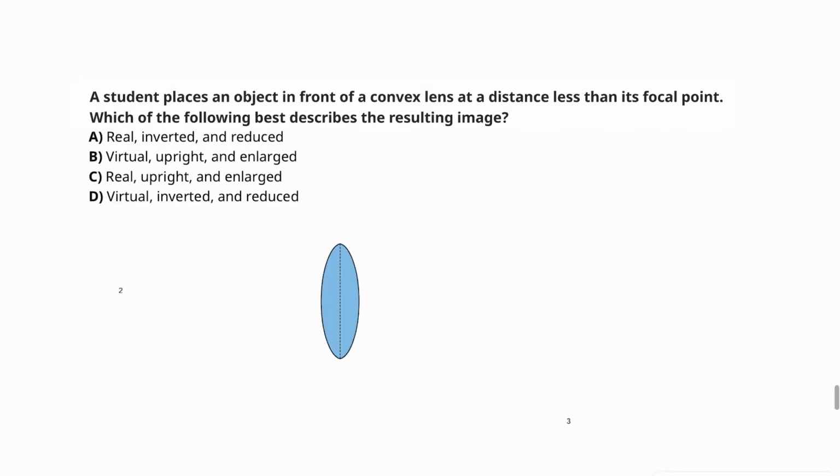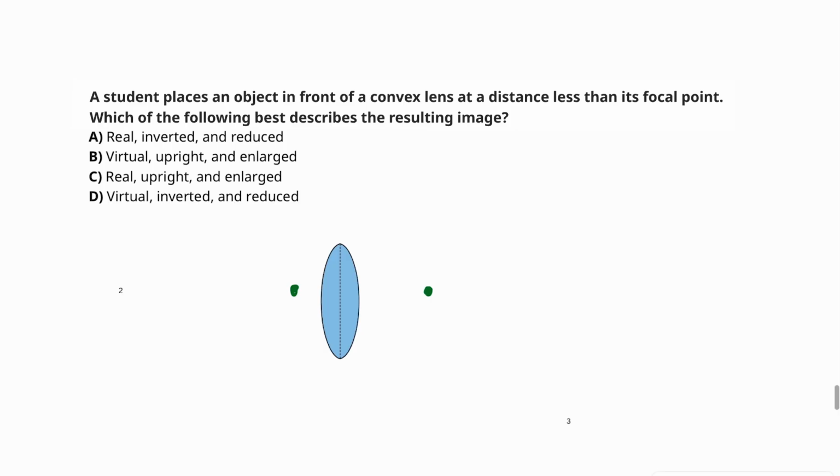Finally, let's work through an example to see how to apply this. And you can even use this approach on questions that don't give you actual values, and we'll see that with this one. A student places an object in front of a convex lens at a distance less than its focal point. Which of the following best describes the resulting image? If we sketch this out, we say the focal point is roughly right there, and we know that the object will be at a distance that's less than the focal point, but it has to be on the opposite side of the lens.